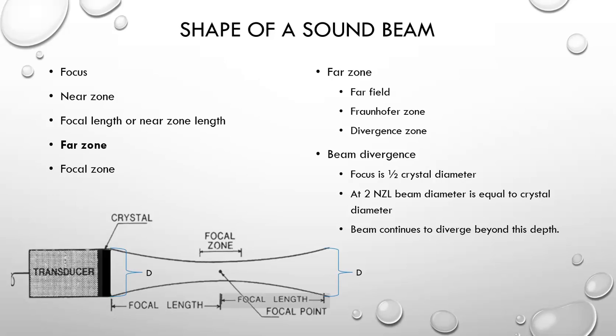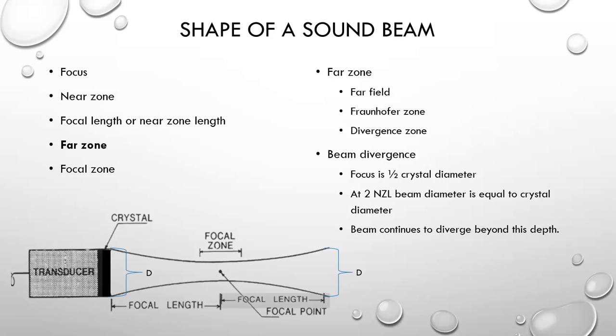Beyond the focus, there's an area we call the far zone where divergence takes place, and the far zone is known as the far field, the Fraunhofer zone, or the divergence zone. This is where beam divergence occurs.